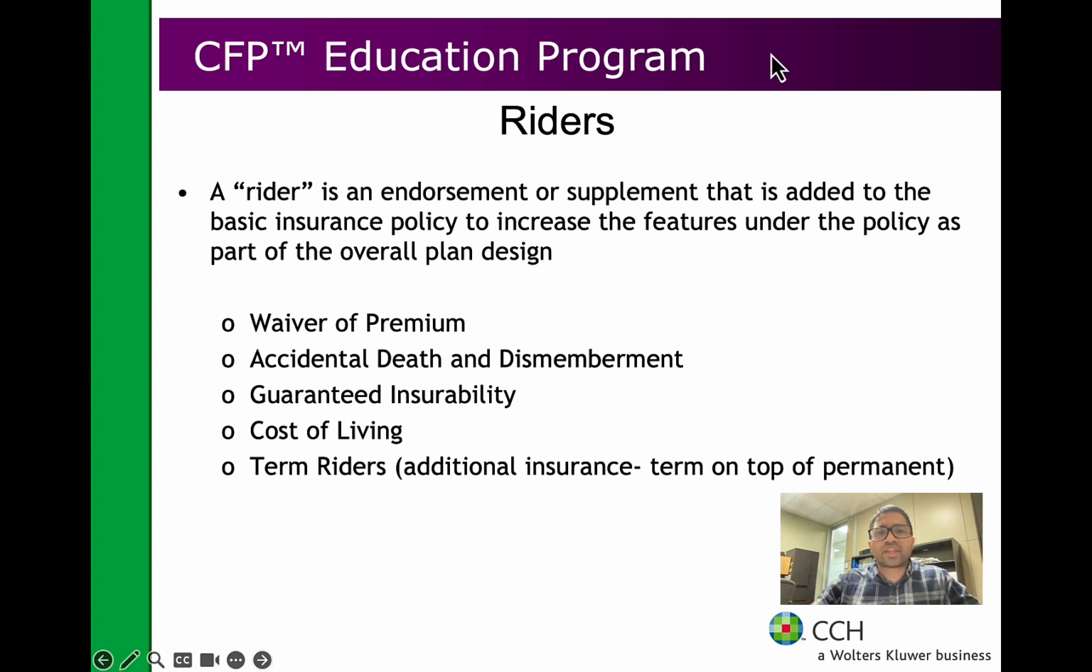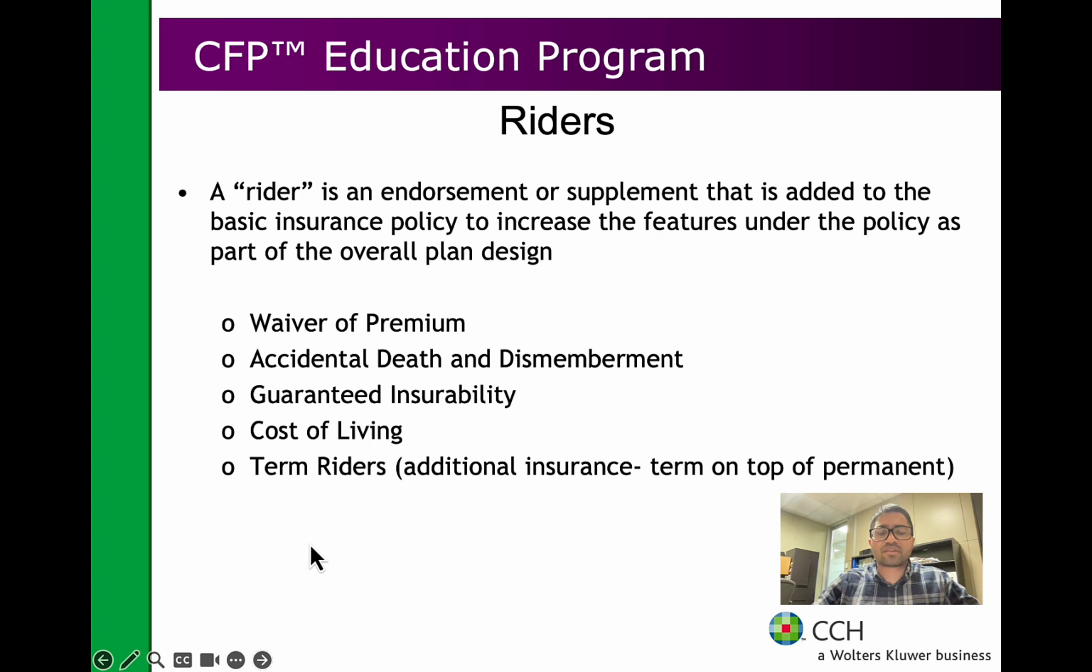Now, when you buy an insurance contract, you will always have discussions about riders with the insurance agents. So what are riders? Riders are add-ons that you can purchase in addition to the original contract. A rider is an endorsement or a supplement that is added to the basic insurance policy to increase the features under the policy as a part of an overall plan design.